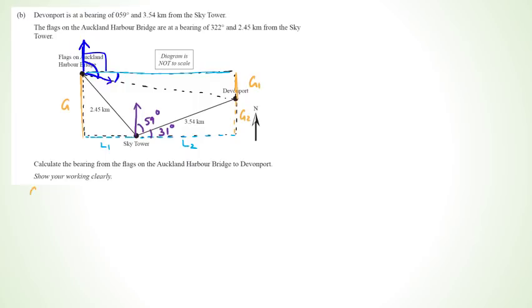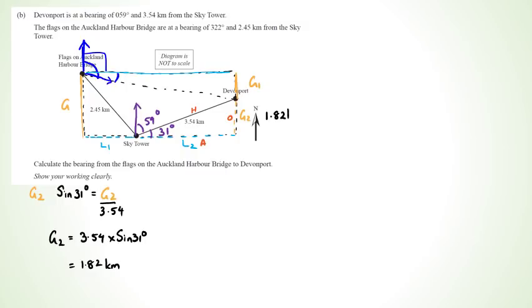So the first thing I'm going to do is work out G2. To work out G2, I'm going to label hypotenuse, opposite, and adjacent. For G2 it's going to be O and H, so I'm using sine. Sine of 31 degrees equals opposite, which is G2, divided by hypotenuse, which is 3.54. So G2 is going to equal 3.54 times sine 31 degrees, which equals 1.82 kilometers. So G2 is 1.82 kilometers. Next I'm going to work out L2.